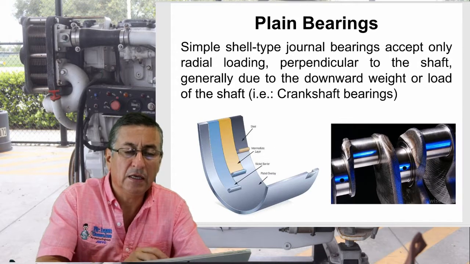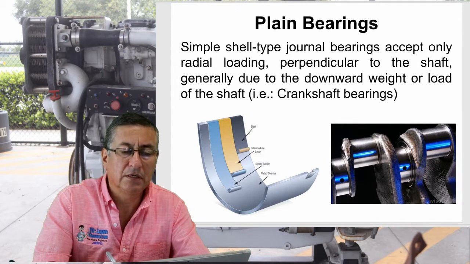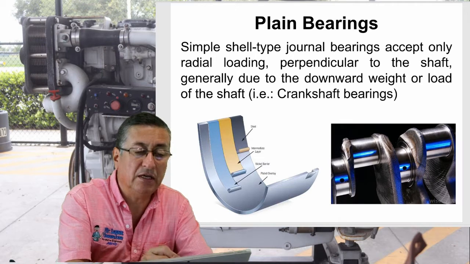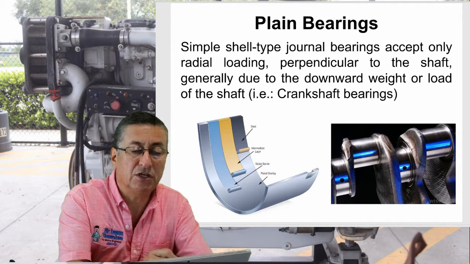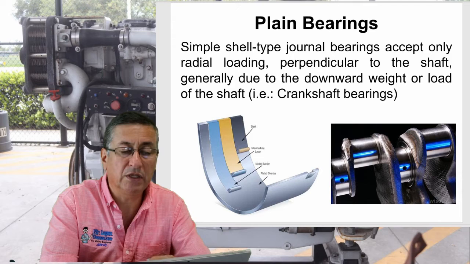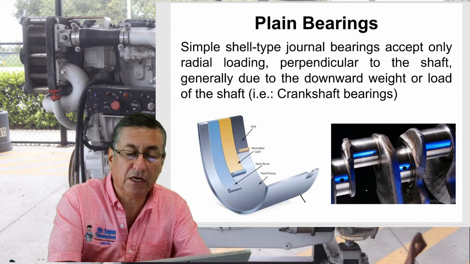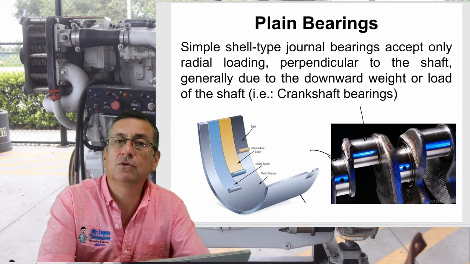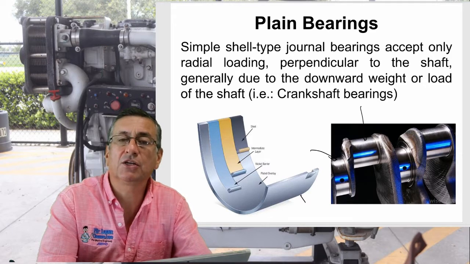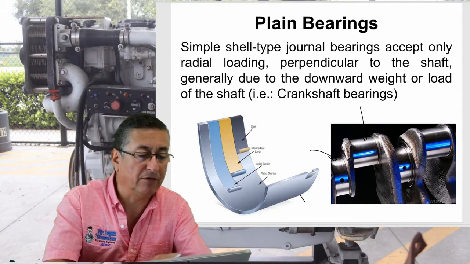Internally, the plain bearing is a steel shell covered with the soft metal. Those are the typical bearings used on the crankpins of the engine or on the main journals. We are going to talk later about that nomenclature, the nomenclature of the crankshaft.